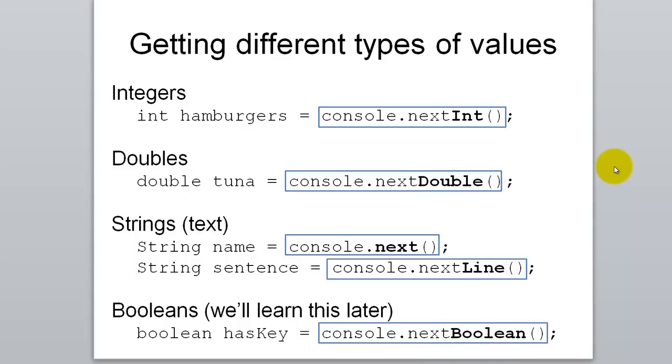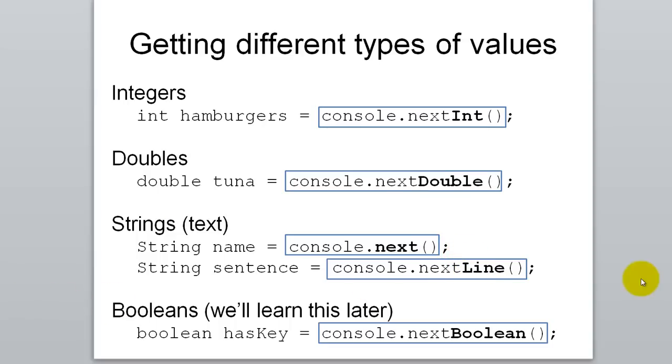These examples show you how you can grab information from the user and store it into variables, much like we've done before, where we might say int hamburgers equals 3. Well, now we can say int hamburgers equals console.nextInt, which will allow the user to supply a number at that moment in the program. Notice that the method of the scanner class that we use has to match up with the type of data for the variable we're storing it into. Since hamburgers is an int, then we have to use the method call nextInt. Since tuna is a double, we're going to use the method call nextDouble. With strings, we can use next or nextLine. We'll talk about the difference in a little bit.